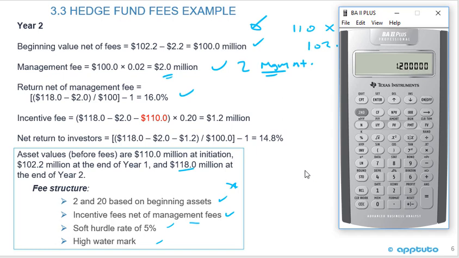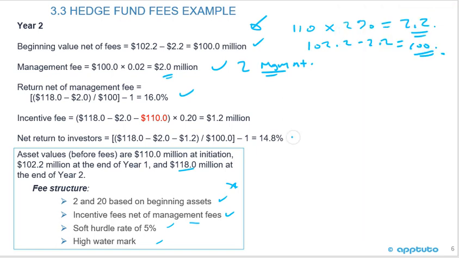Okay, so now the net return to investors is not that difficult. We're going to do 118 million at the end of year 2, minus the 2 million management fee for year 2, minus the 1.2 incentive fee that the fund now gets, and we're going to divide by 100. This is the year 2 return, don't forget. So the 100 was the balance at the beginning of year 2, and we're going to minus 1 and times by 100, so we get the nice round number, and we have the net return to the investors after the management fee, after the incentive fee, 14.8%.